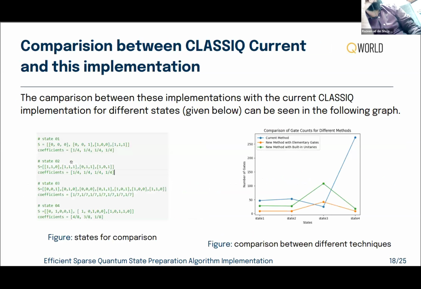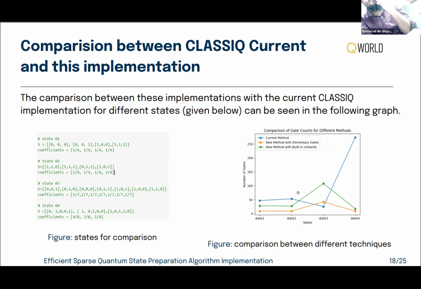And here are the results. You can see on the left these are the states. Don't take these as the only 4 states; they are just representatives of a set of states. For state 1 and state 2, in the graph on the right-hand side, the blue one is the current Classiq implementation. This is the existing method in Classiq to prepare a state, and it required this number of gates. Then there are our new methods: one with the elementary gates technique presented in the paper, and one with the built-in Classiq unitaries.